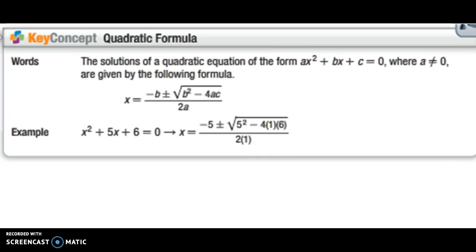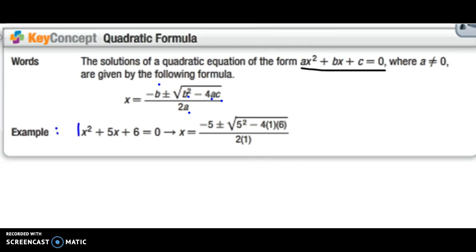So for example, if we look at our quadratic equation in standard form, notice it has to be equal to 0. We have an a in front of the x squared, we have a b in front of the x, and we have a c, a constant at the end. Again, it has to be equal to 0. Then what I can do is plug these numbers, b, a, c, right there, into my quadratic formula.